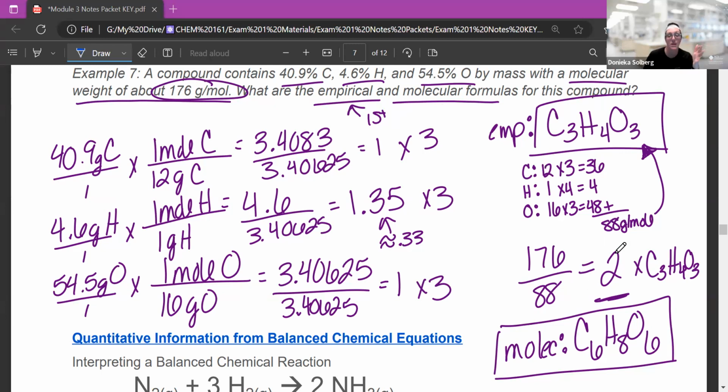So I got 2. What that means is the molecular formula is double the empirical formula. If this was C3H4O3, then my molecular formula is C6H8O6. And if you want to double check yourself, all of these add up to 176.